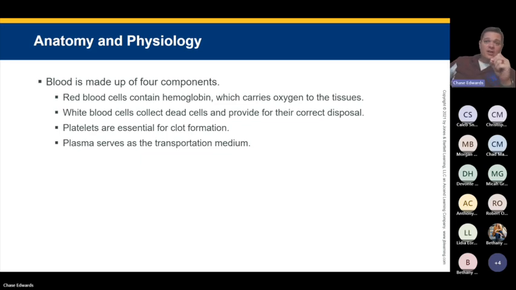Right, so red blood cells, they contain hemoglobin, which carries oxygen to the tissues. White blood cells respond to infection and collect dead cells and provide for their correct disposal. And then platelets are going to be essential for clot formation. And you got plasma, which serves as the transport vector, right? It's the transportation medium for blood components, proteins, and minerals.